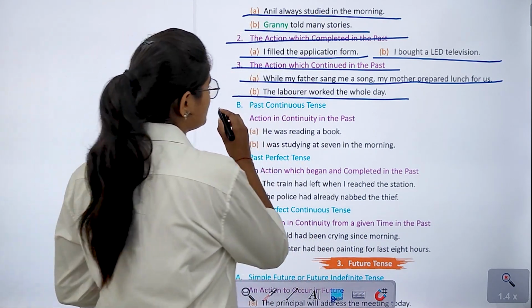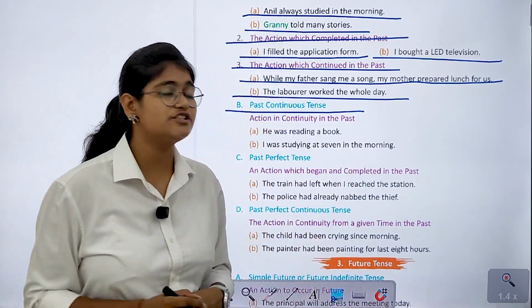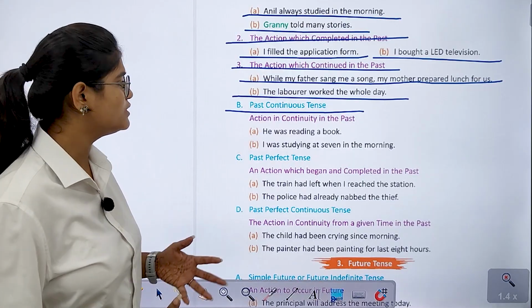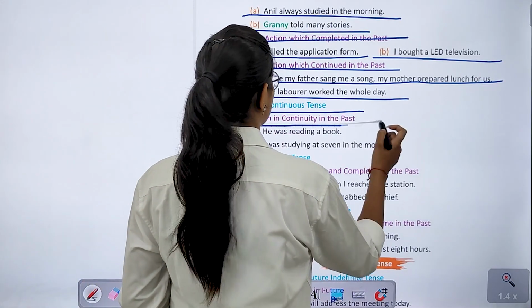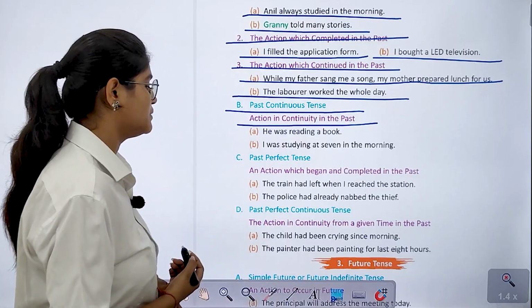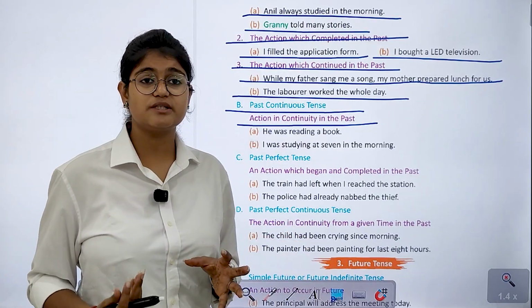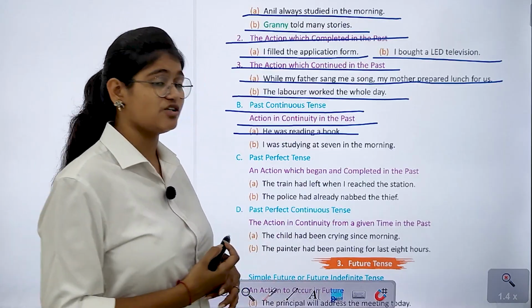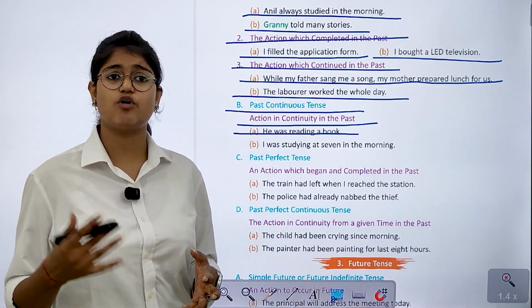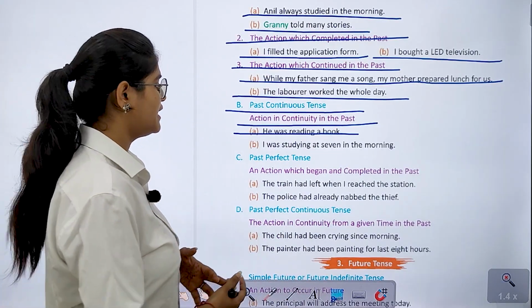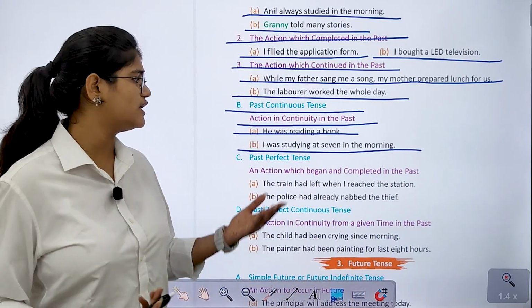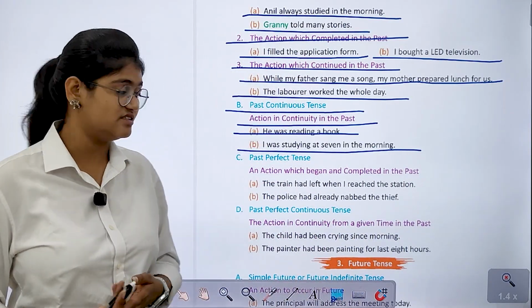After that, next we are going to discuss about the past continuous tense. So now we are going to begin with past continuous tense, which has actions in continuity in the past. अब जो actions continuity में थे past के time पे, right? He was reading a book. कि जब I met him, he was reading a book, right? I was studying at 7 in the morning. So I hope you all are clear with the past continuous tense.